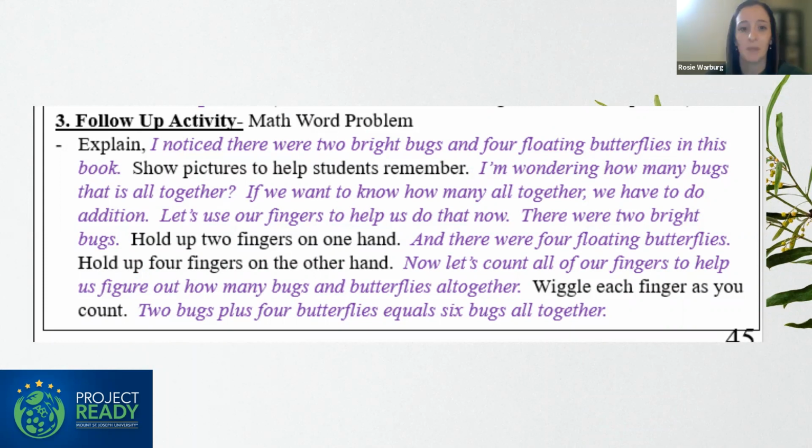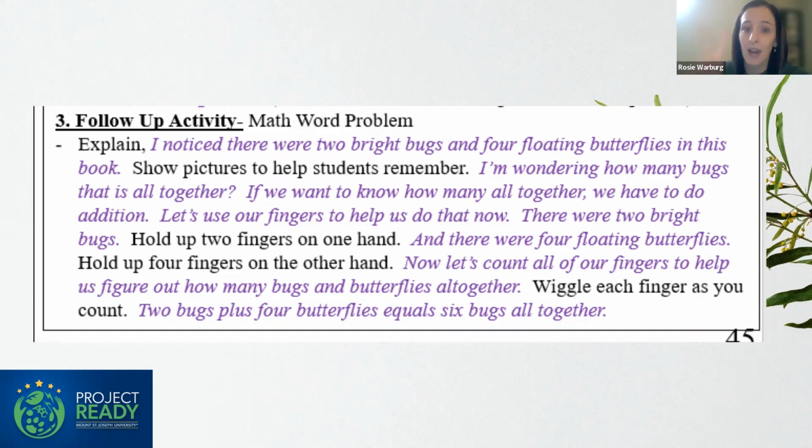So it says, explain. I noticed there were 2 bright bugs and 4 floating butterflies. That's wording exactly from the story in this book. And you can show them those pictures to help them remember. And then you say to the students, I'm wondering how many bugs that is all together. So we're getting at the language of math there, all together. So then we say, if we want to know how many altogether, we have to do addition. Let's use our fingers to help us do that now.